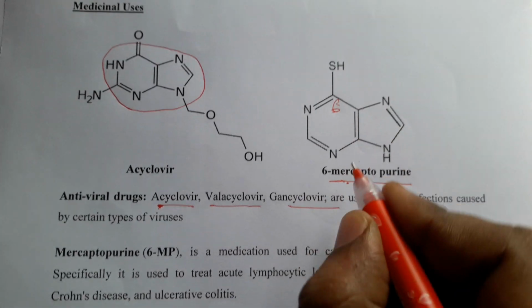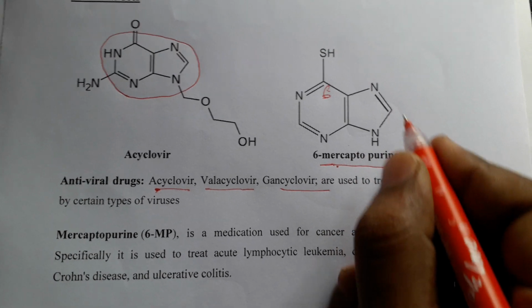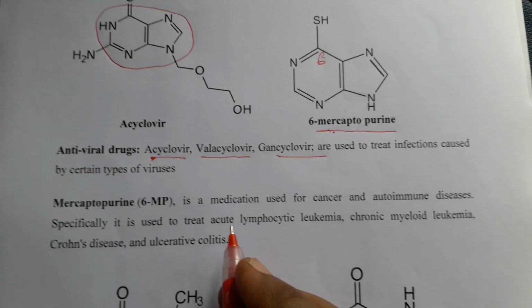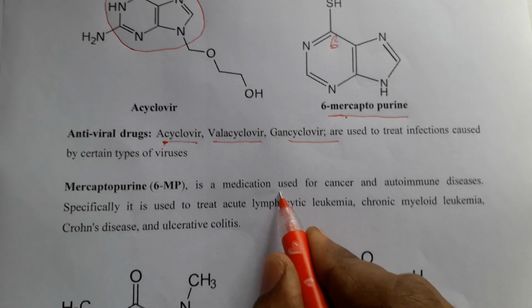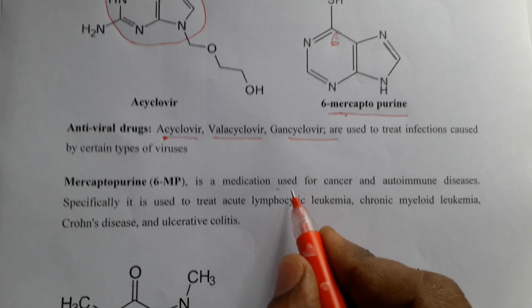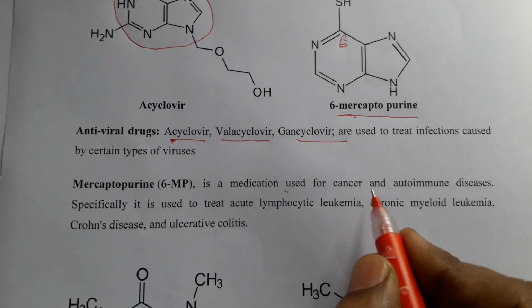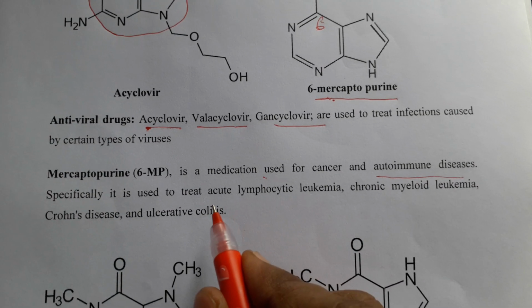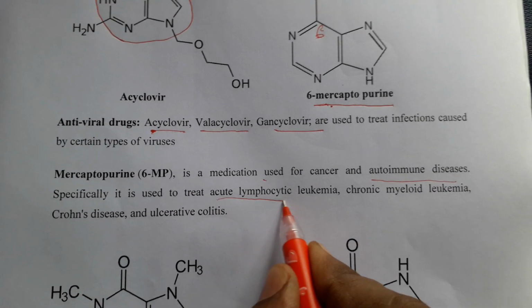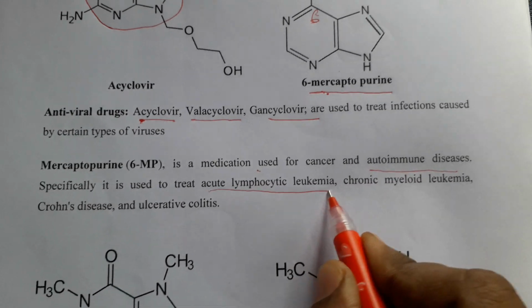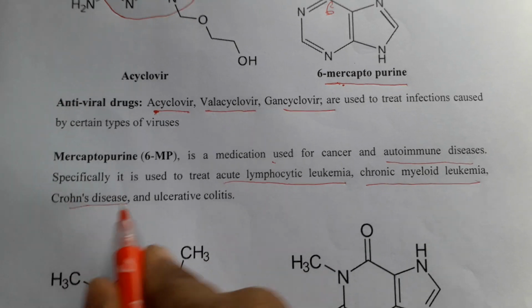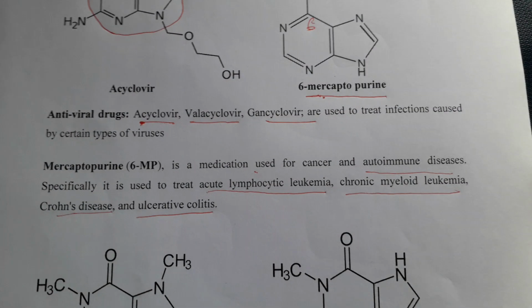The next drug which has this purine moiety is 6-mercaptopurine. So at 6th position we have the mercapto group, and the remaining is the purine moiety. So 6-mercaptopurine is used as an anti-cancer drug and also for the treatment of autoimmune diseases, and specifically it is used for the treatment of acute lymphocytic leukemia, chronic myeloid leukemia, Crohn's disease, and ulcerative colitis.